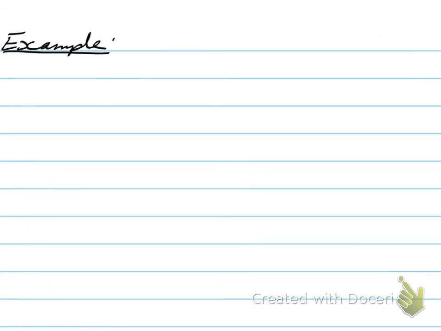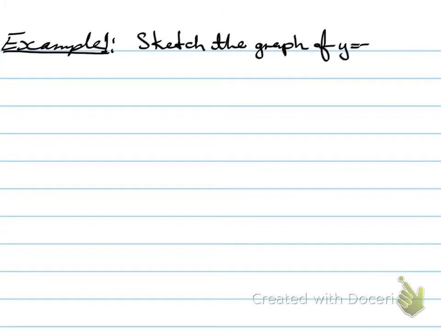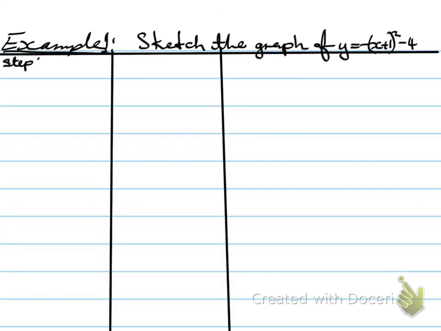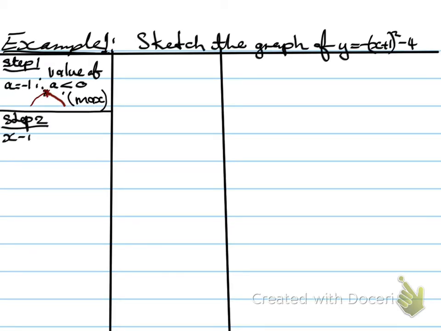Right, example number 1: sketch the graph of y equals negative open bracket x plus 1 close bracket squared minus 4. So you can take the value of a to be negative 1, which means a is less than 0, which is a maximum point. It's a frown.